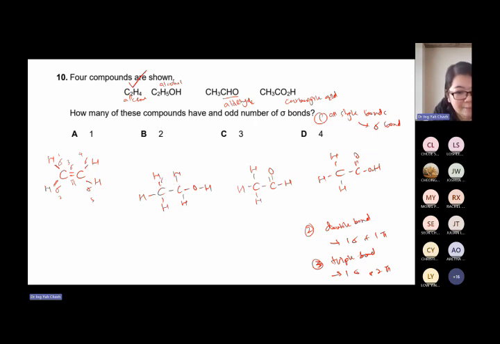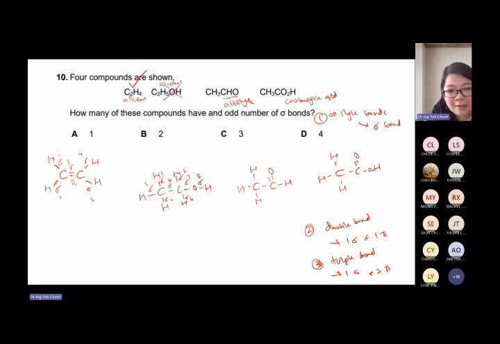Single bond, sigma. Single bond, sigma, single bond, sigma, single bond, sigma, sigma again, sigma again, sigma again, sigma again. 1, 2, 3, 4, 5, 6, 7, 8. Okay, even number, not odd number.